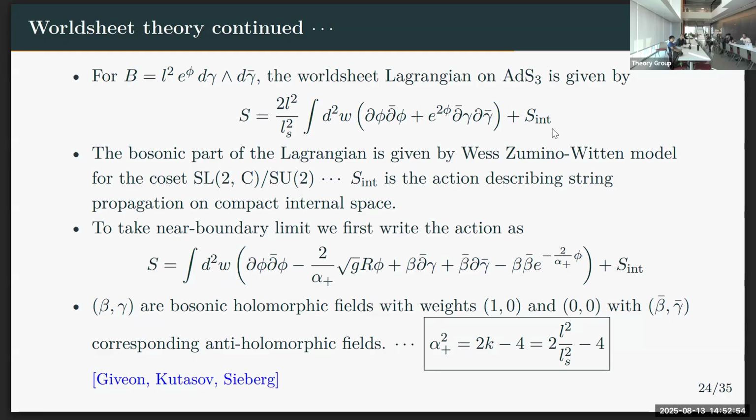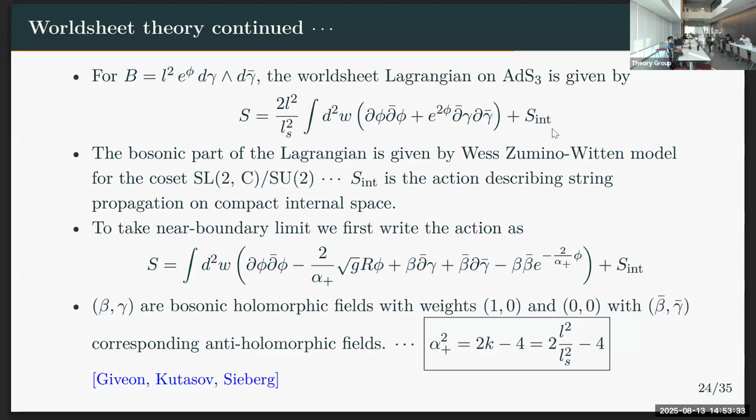So the bosonic part of the Lagrangian, as one can see, is given by the Wess-Zumino-Witten model for the coset SL(2,C) modded out by the quotient SU(2). If you have this yellow book and you have this WZW model given in that book, and you take a particular form of G, the metric, and put it into that action, you will get this particular action. That's why this is written as the Wess-Zumino-Witten model for this group. And S int is the action which describes the string propagation on this 23-dimensional compact manifold.